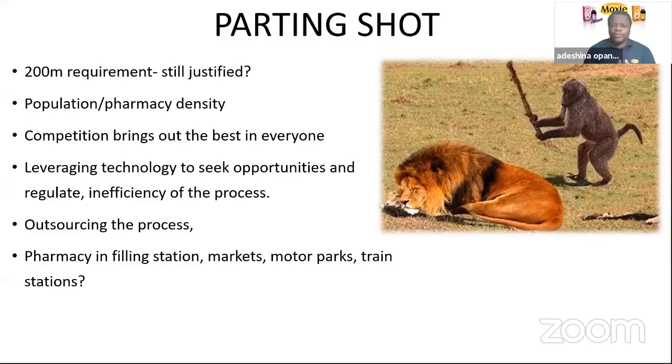I think they say also that in motor parks and the rest of them, you can't have a pharmacy. But in an aeroplane park, which is an airport, there can be a pharmacy, but in a motor park, it can't. Like I said, we can think about these things. ACPN can engage PSN and reevaluate the thing, and let's do something that works. As a roundup, let's begin to look outside the city centers. That is where the real treasures are.